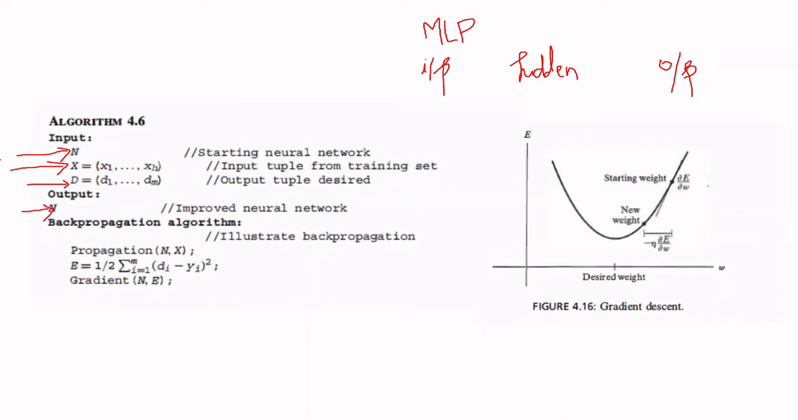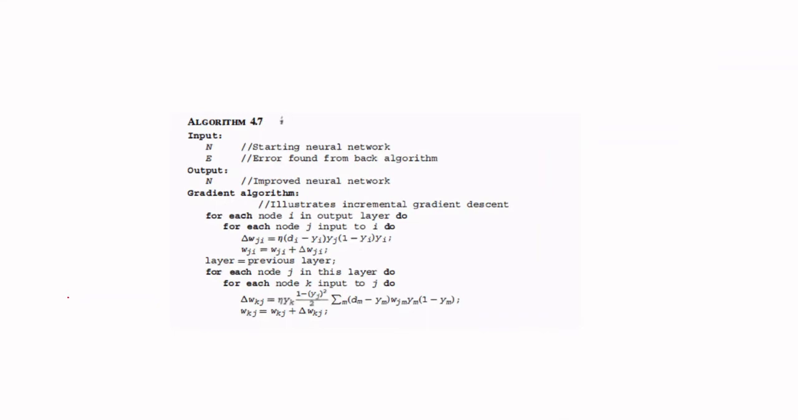So what do we do? We first do a propagation, that is, we give the input and we get some output yi from the network. From the output we estimate the error using mean squared error, that is, the difference between the expected and actual, and then you apply the gradient descent algorithm. In the gradient descent algorithm, using the error we have to change the weights. So how do we do that?